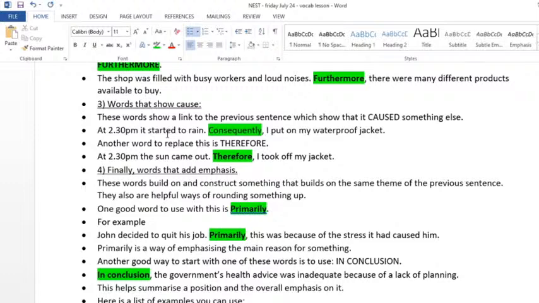Another word we can use to show cause is therefore. So we've swapped around the idea in this next sentence. At 2:30 the sun came out. Therefore I took off my jacket. So you're taking off your jacket because it's warm, and the therefore highlights what the previous sentence says.